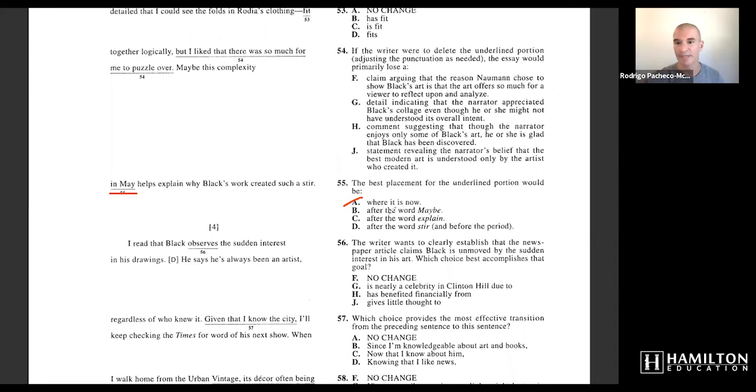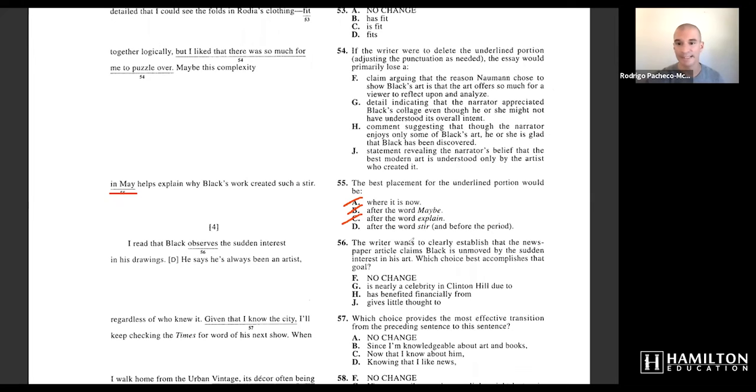B says that perhaps after the word maybe. So maybe in May, this complexity. That doesn't make a whole lot of sense. Again, that is a misplaced modifier. C, after the word explain, maybe this complexity helps explain in May. Explain in May. That is, again, misplaced. That is suggesting that we will get an explanation in May. That's not the intended meaning here.